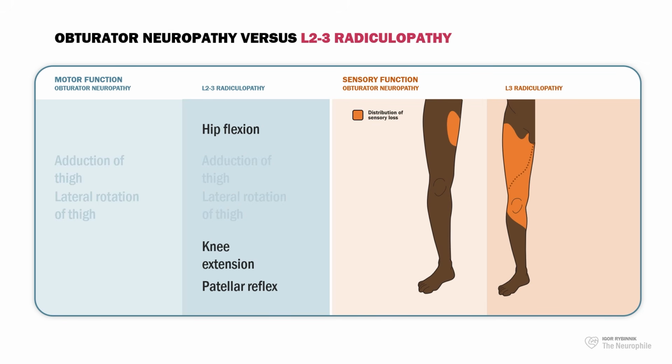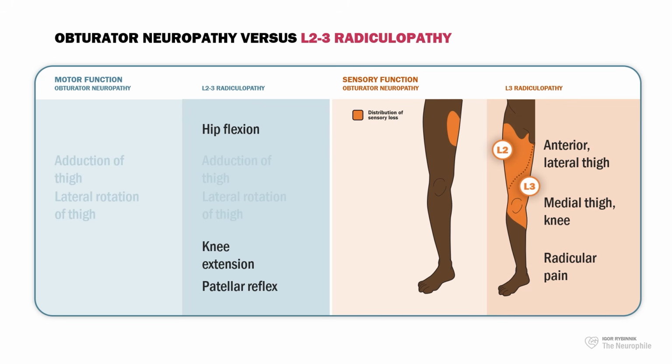What really helps you tell these lesions apart is the sensory distribution. With an obturator nerve injury, you may get a small patch of sensory loss on the inner thigh, easy to overlook. But L2 and L3 dermatomes cover a much larger area. L2 handles the anterior and lateral thigh. L3 takes care of the medial thigh and knee. And of course, radiculopathies come with radicular pain, that classic back pain that shoots down the thigh.